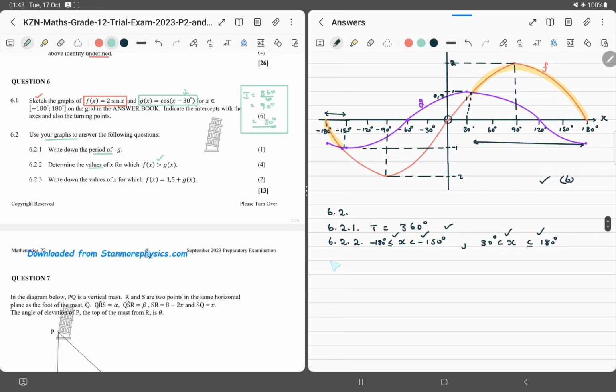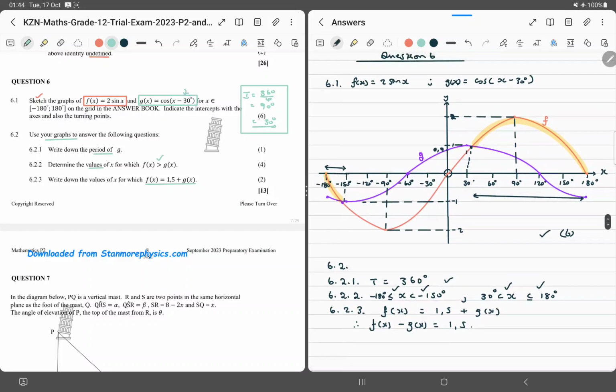Okay, all right. So 6.2.3 it says now determine the values of x for which f of x equals 1,5 plus g of x. So essentially what we do here, we're just going to write f of x equals 1,5 plus g of x, suggesting that f of x minus g of x must be 1,5. So we are suggesting that the y values of f minus the y values of g must give us that. So where is that going to be evident?